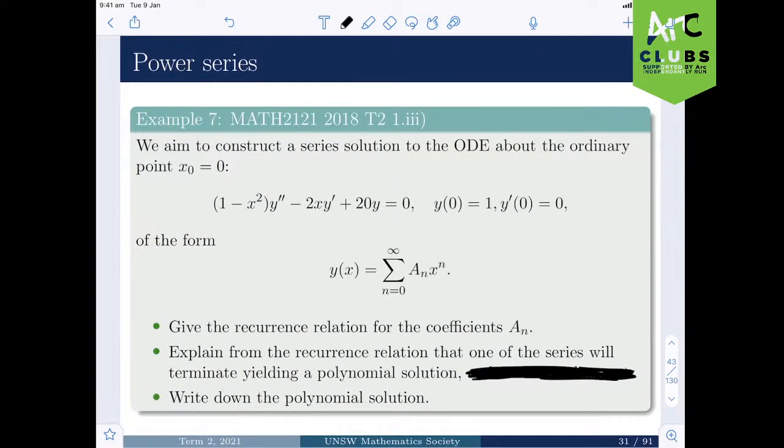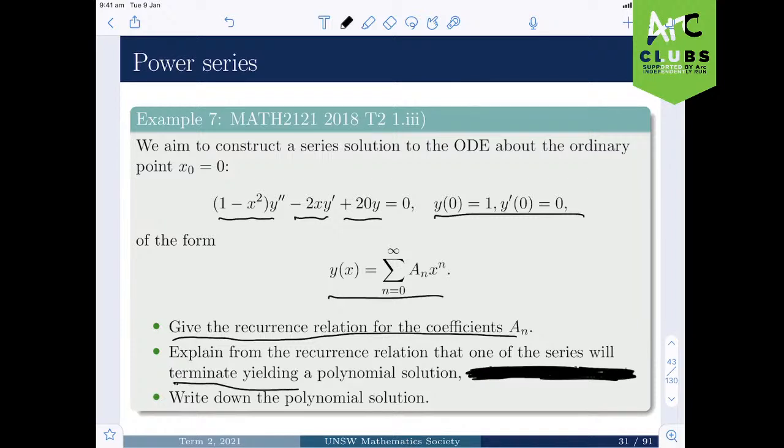So let's do an example. We aim to construct a series solution to the ODE about the ordinary point x0 equals 0: (1 minus x squared) y'' minus 2x y' plus 20y equals 0, given these initial conditions. And we want to find the solution in this power series form. The first part of the question: give the recurrence relation for the coefficients a_n. And this will be illustrated very well if I start doing this example. I'll get back to these questions after doing that first part.